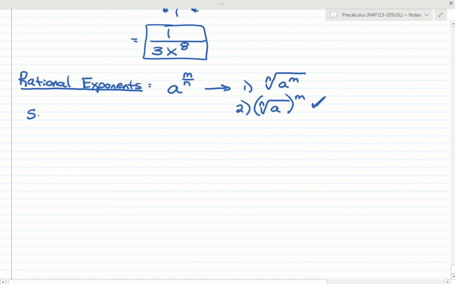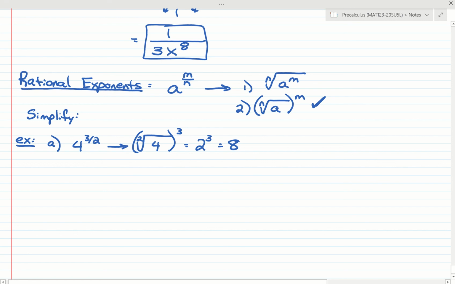So what if I asked you to simplify, say, 4 to the 3 halves? So we don't need a calculator for this. According to the rule, the denominator is what kind of radical it is. This is just the same thing as the second root, or the square root of 4 to the 3rd power. Square root of 4 is 2, 2 to the 3rd is 8. Or we could do the square root of 64, which is 8, right? 4 to the 3rd.